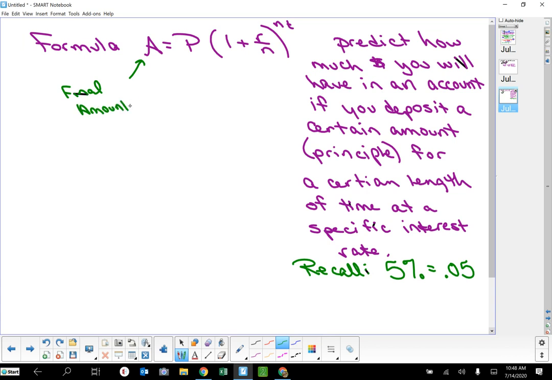I don't know why these little black lines are showing up in here. Something weird is happening in my software. I apologize for that.